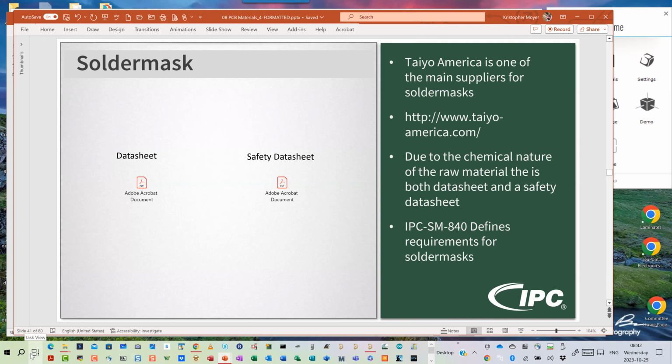I will ask the question, is anybody out there not familiar with the old MSDS or the newer SDS? It's the same thing, just a new name. Anybody out there not familiar with what these are? Oh, good. Everybody knows safety data sheets.